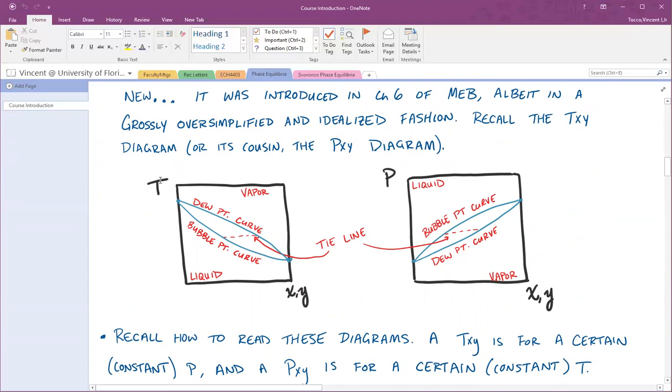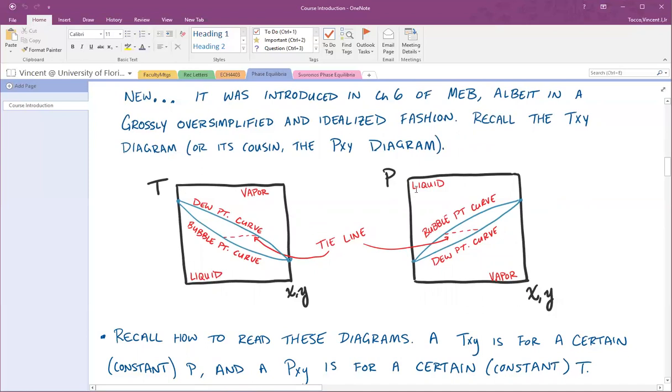So these are the plots where T or P is plotted on the y-axis versus X and Y, the compositions in the liquid and vapor phase, respectively. There are two curves on a TXY or a PXY plot. For a TXY plot, the upper region of the plot is vapor. So again, don't memorize these things, just rationalize that a mixture with a high temperature will tend to be a vapor and a low temperature will tend to be a liquid.